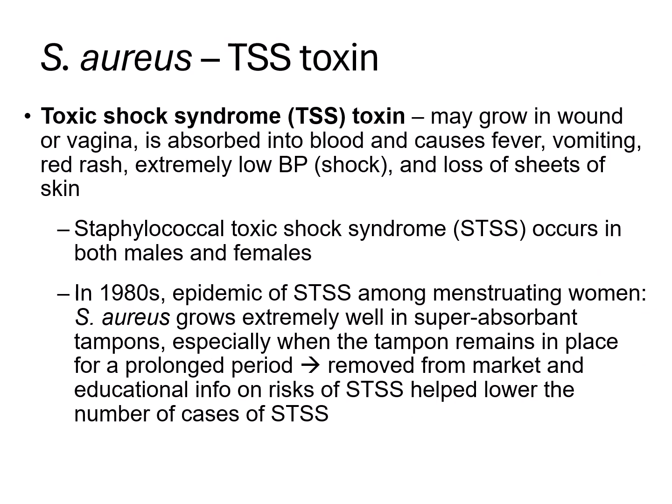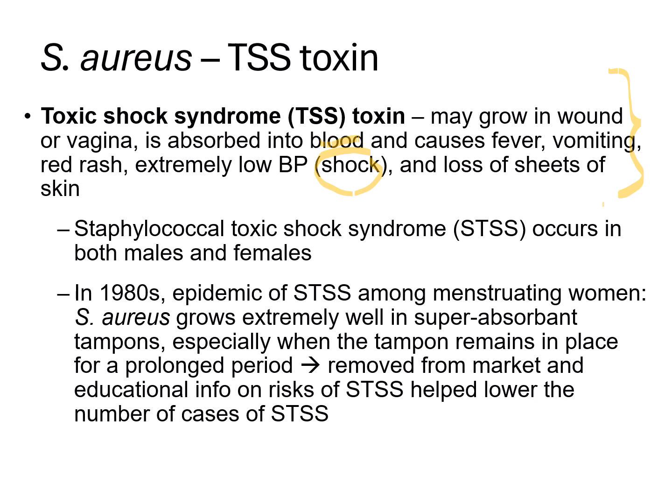So staphylococcal toxic shock syndrome is caused by TSS toxin, and this toxin can grow in wounds or in the vagina. If it gets absorbed into the blood, it'll cause fever, vomiting, red rash, extremely low blood pressure, which is known as shock, and can cause even massive loss of sheets of skin. So you'll see large sheets of skin sloughing off and a lot of redness and inflammation.